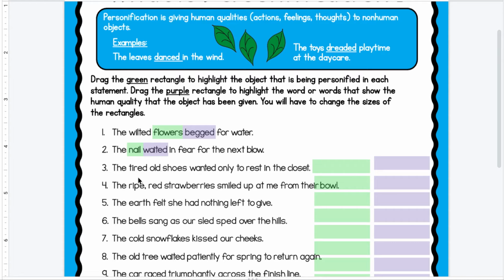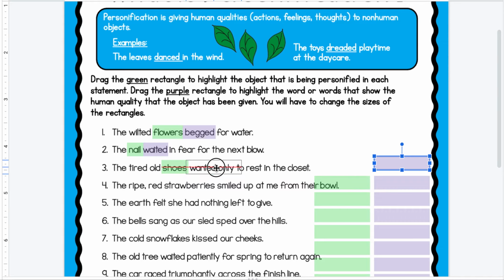The tired old shoes wanted only to rest in the closet. So, where is my noun? Well, I'm going to take this green here. The noun is the shoes. Now, why isn't it tired old shoes? Well, it's not tired old shoes being highlighted here because tired and old are adjectives. They are describing what kind of shoes they are. They're not really what is being personified. The noun is the shoes. What kind of shoes? Well, they're tired and old. But we want to only isolate the object being personified. So, can shoes want? No, they cannot want.